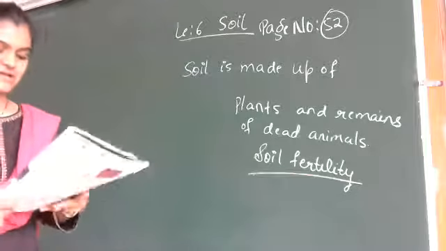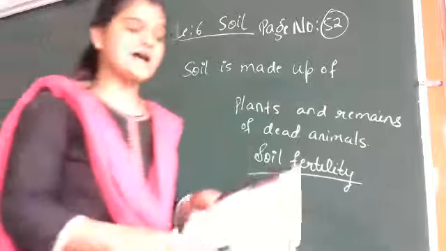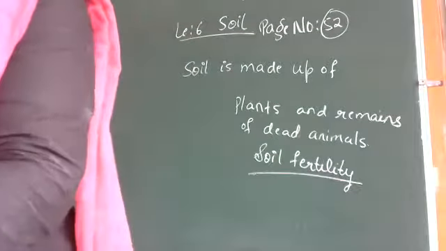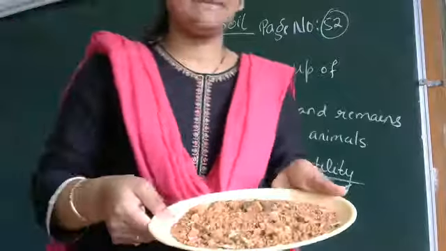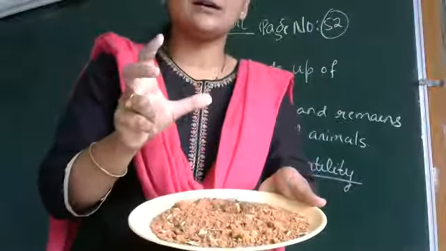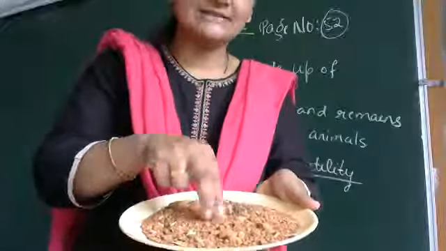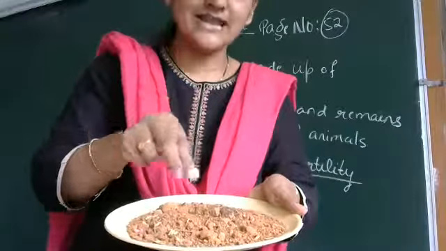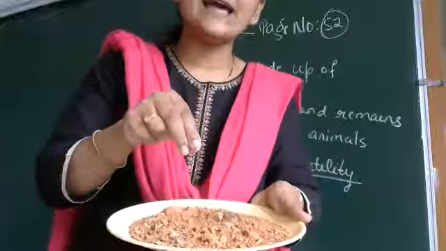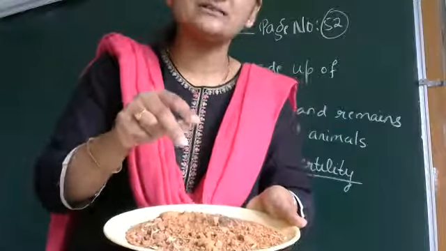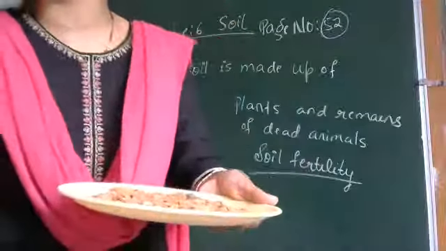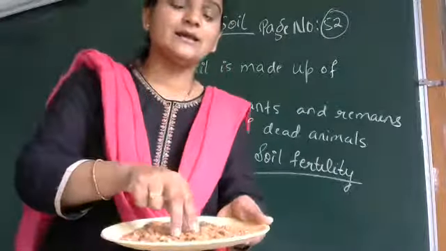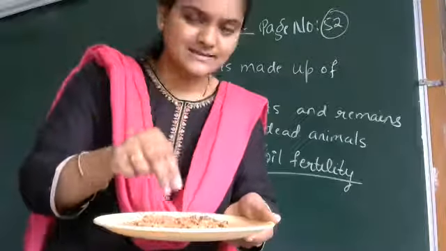We have also seen that there are spaces between the soil particles to hold water. Now here, can you see the soil? It is not like a rock. It has become fine particles, and these fine particles have some gaps, small spaces between them. Why is it important, children, to have space between the particles of the soil? Why?